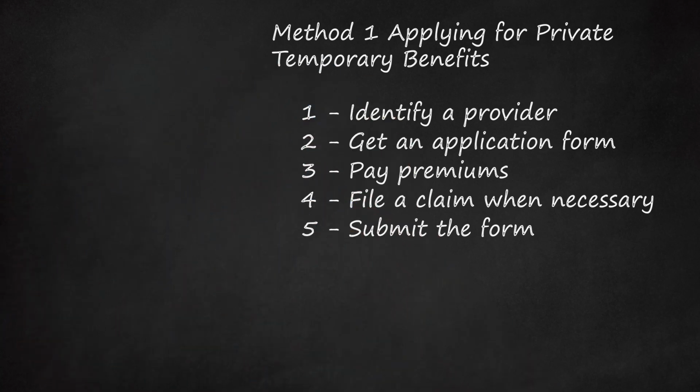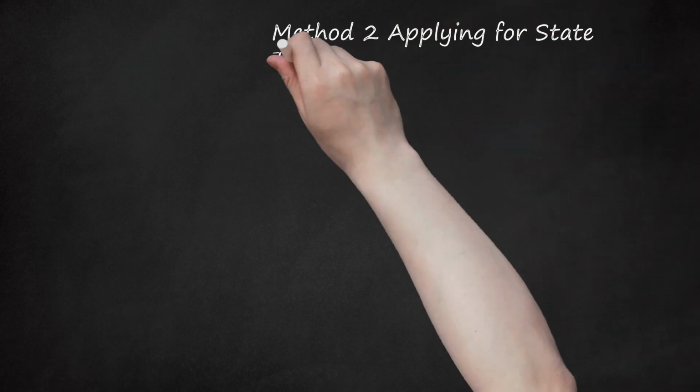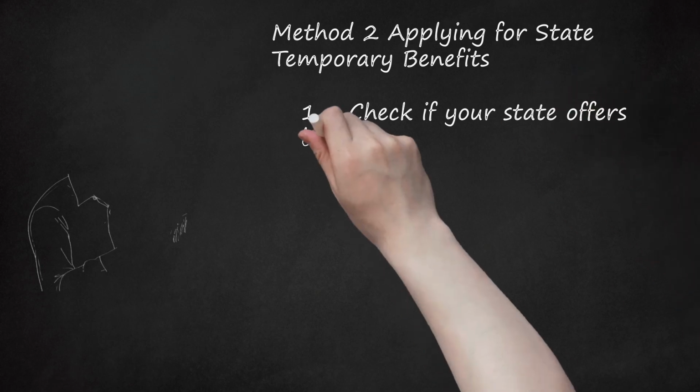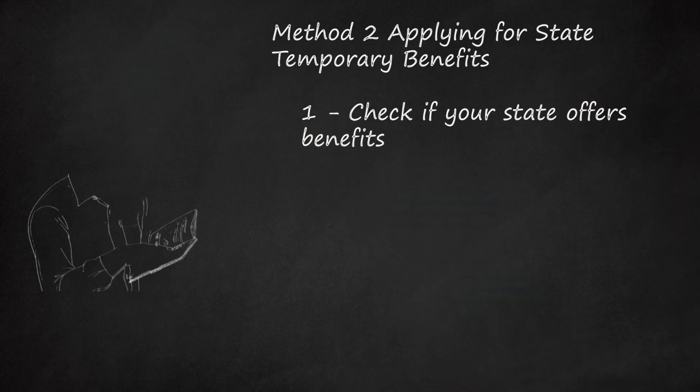Method 2: Applying for state temporary benefits. 1. Check if your state offers benefits. Currently, only a few states require short-term disability benefits: California, New York, New Jersey, Rhode Island, and Hawaii. The benefits differ depending on the state. In Hawaii, for example, employees can get up to 26 weeks of temporary disability benefits. In California, workers can get up to a year in benefits. The amount of the benefit differs by state.